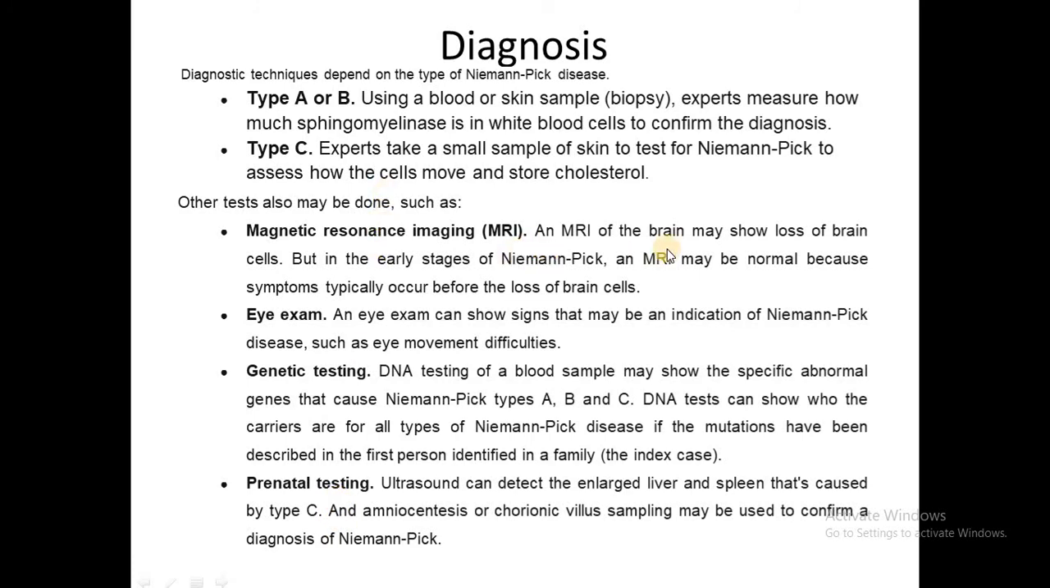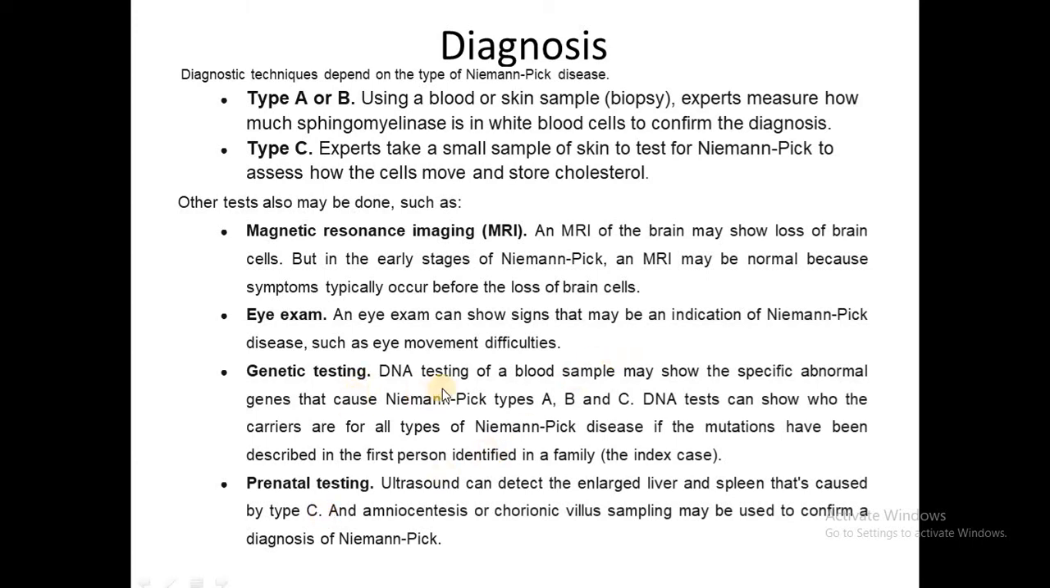MRI of the brain may show loss of brain cells, but in early stages of Niemann-Pick, an MRI may be normal because symptoms typically occur before the loss of brain cells. So in early stages we can't find the brain cell death, but later we can see it through the MRI. Eye exam: an eye exam can show signs indicating Niemann-Pick disease, such as eye movement difficulties, clumsiness, and changes in the retina.